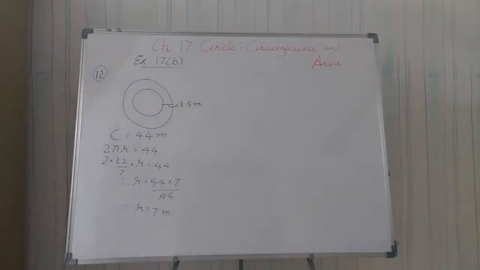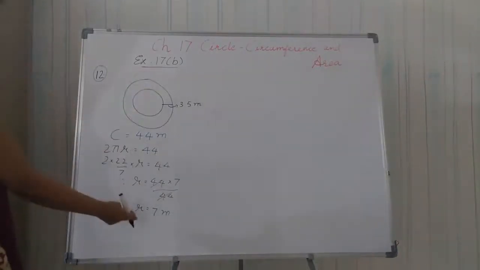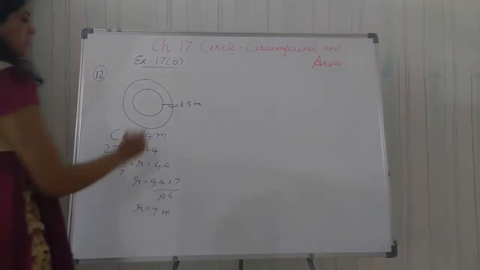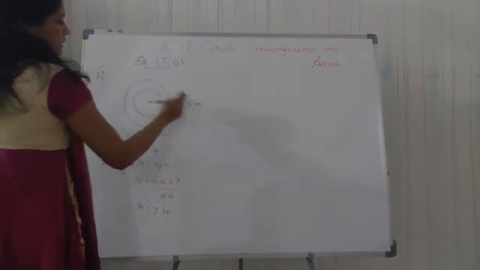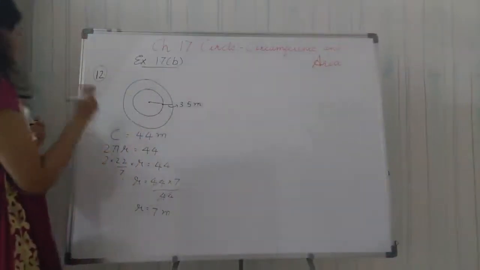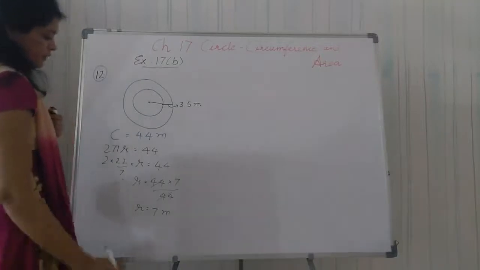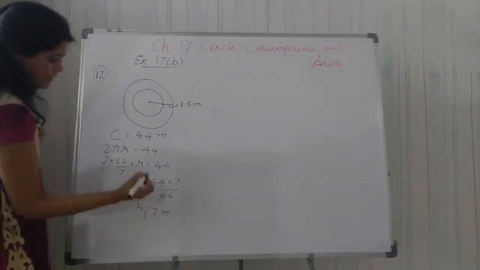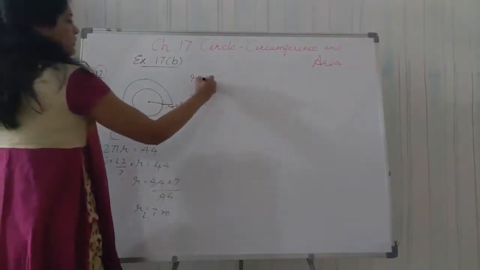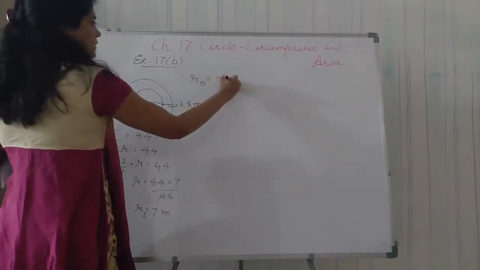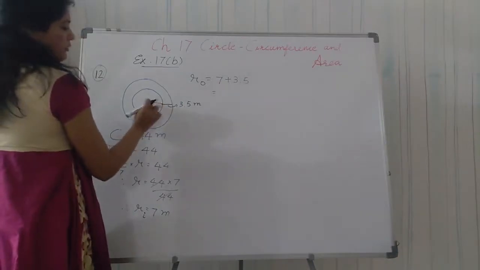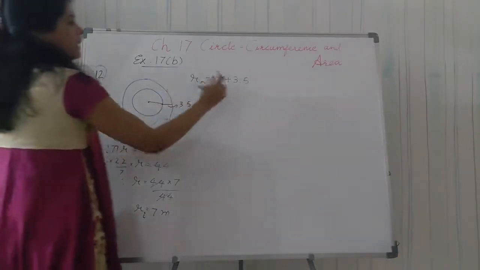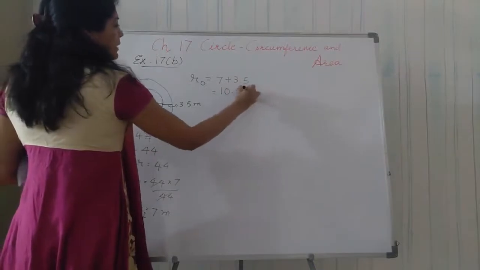It means the circular plot which is inside, this is the inner circle, whose radius is here 7 meter, which I found. Also, we are given this path, or you can say the road, whose width is 3.5. So this is the inner radius. Now outer radius we want to find by adding this 3.5 to 7. This is 7 and this is 3.5. So outer radius we find by adding them as 10.5 meter.